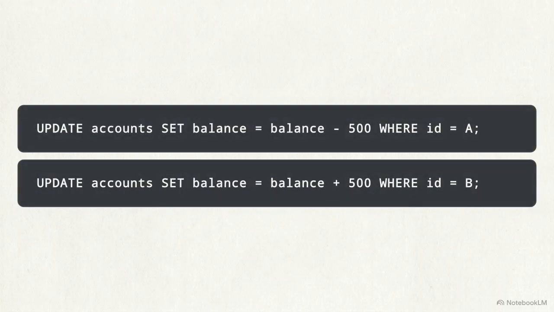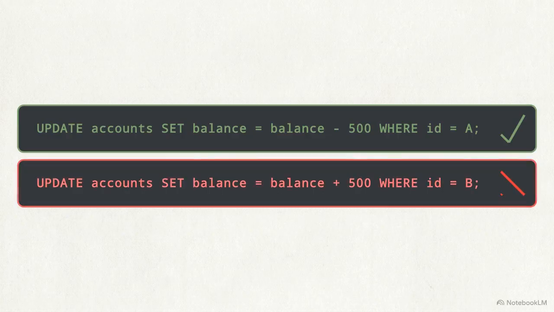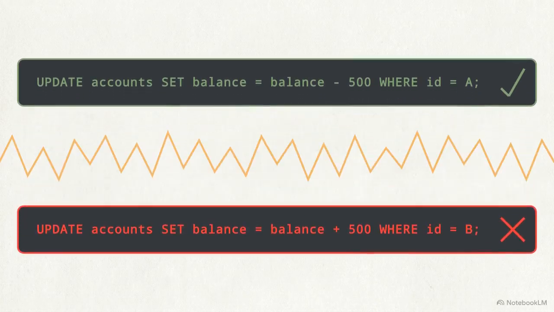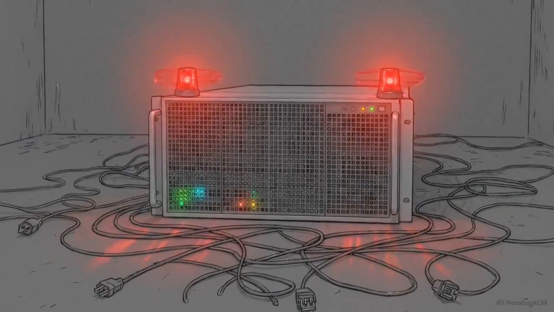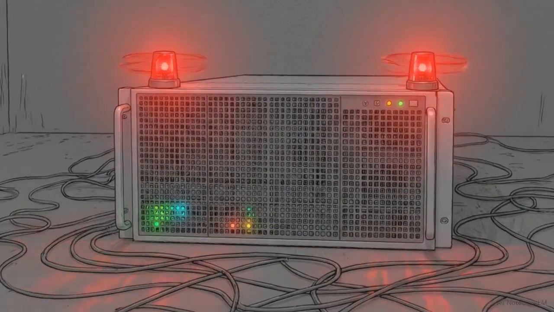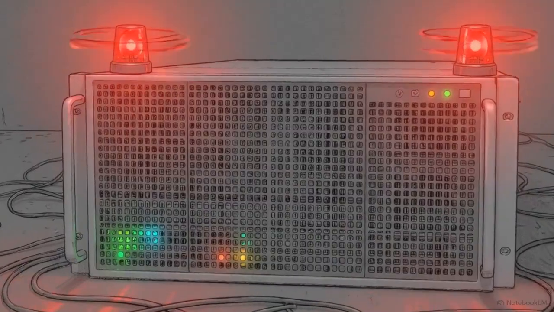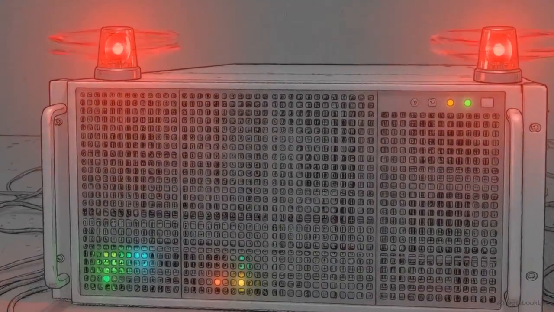Here are two independent update statements without a transaction block. By default, the database treats each as an isolated transaction. If the first commits but the second fails, your system is left permanently out of sync. Assuming the database handles complex logic automatically without explicit architectural boundaries is a guaranteed recipe for corrupted production systems.